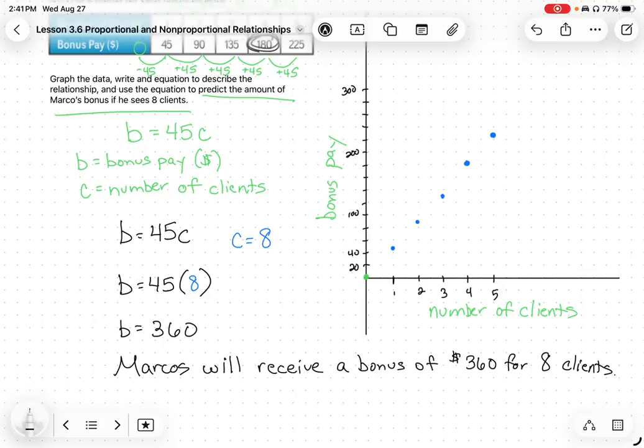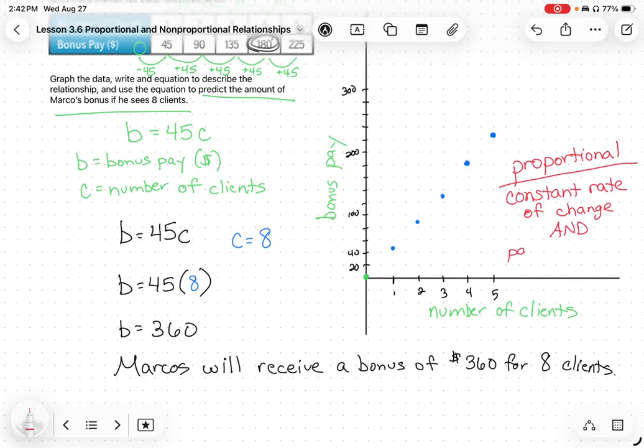This relationship is what is described as a proportional relationship. And a proportional relationship does two things. It has a constant rate of change. This is a definition you need to write down. It has a constant rate of change, and it must do both of these things. It passes through the origin. So it passes through 0, 0.